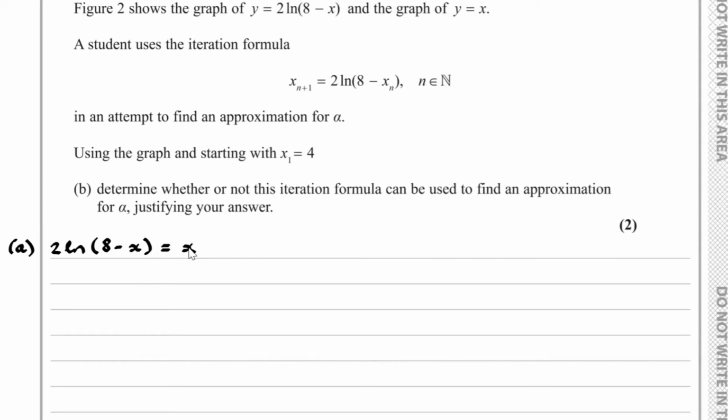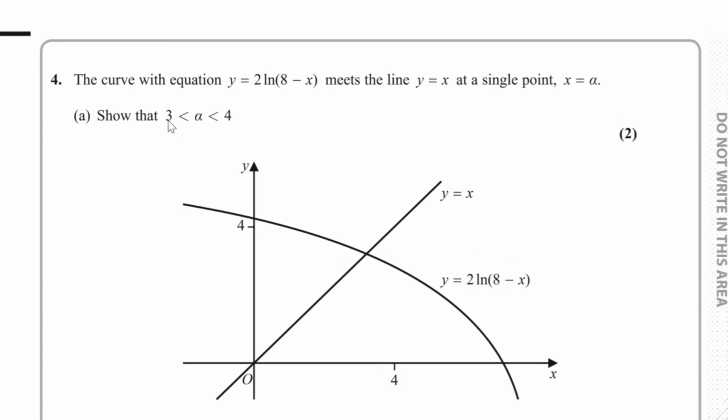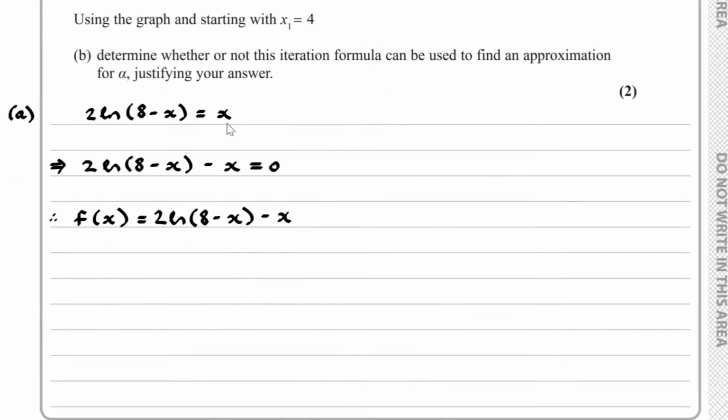Now, if we rearrange so one of the sides is equal to 0, then what we have is 2 times the natural log of 8 subtract x equals 0, and so we can conclude f of x is equal to 2 times the natural log of 8 subtract x subtract another x, and so what we need to do is substitute in x equals 3 and x equals 4 into f of x.